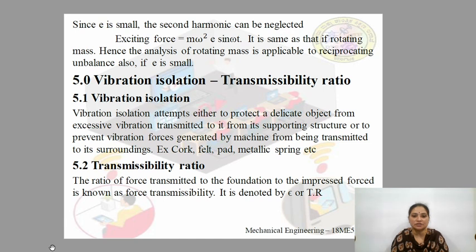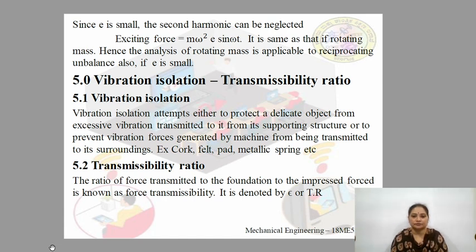Examples of vibration isolators are cork, felt, pad, metallic springs, etc. The vibration force is transmitted to this vibration isolator, and hence the machine is being protected from damages.